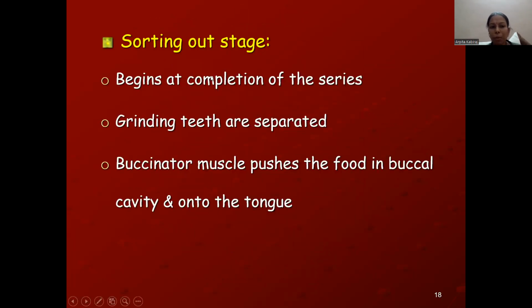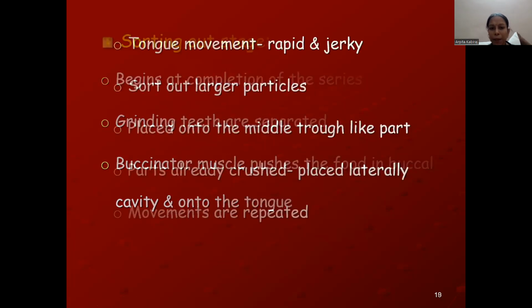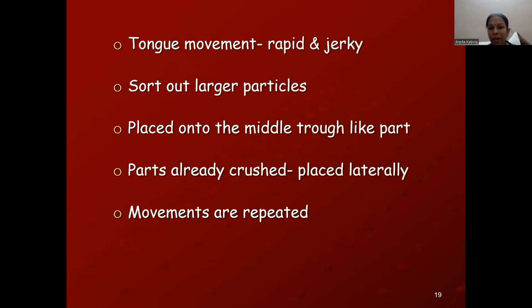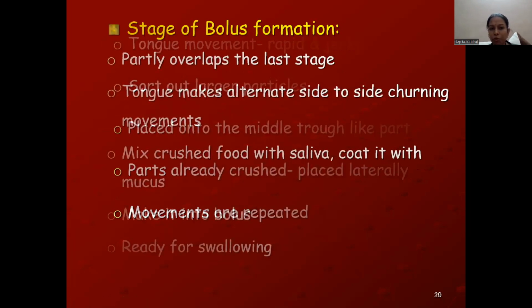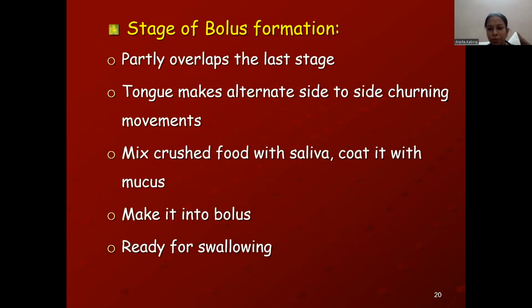The sorting out stage begins at the completion of the series. The grinding teeth are separated and the buccinator muscle pushes the food in the buccal cavity onto the tongue. The tongue movement is rapid and jerky and sorts out larger particles, which are placed in the middle in the trough-like area, and the parts already crushed are placed laterally. This movement is continuously repeated to form the correct bolus.